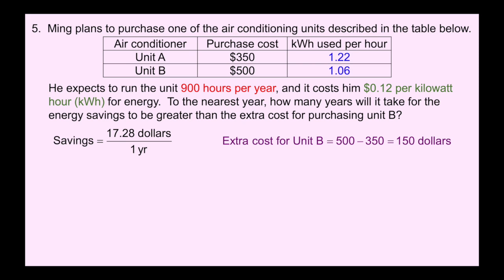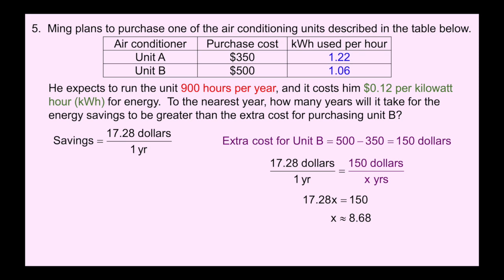So I'll be setting up a proportion, and I'm going to set up $17.28 per year has to be equal to $150, and I'm looking for the number of years. So from there, if I cross multiply to solve, I get approximately 8.68 years. Since it's saying to the nearest year, I'm going to call that 9 years.